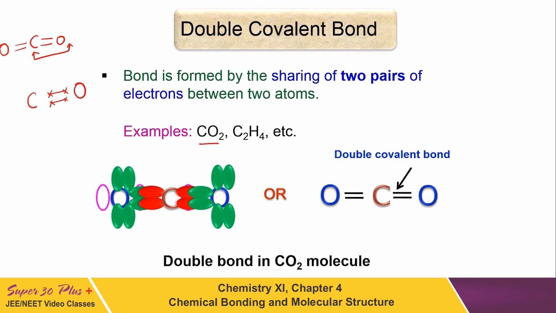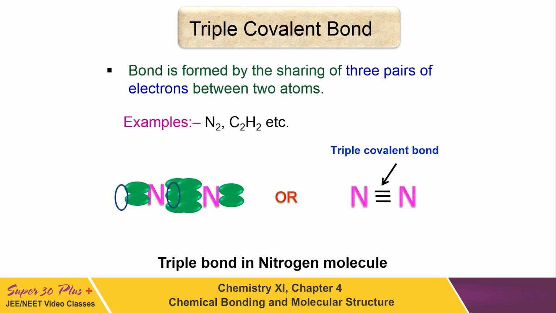You might see this in CO2, or you might also see it in C2H4. What is the structure of C2H4? This one. Again you see there is a double covalent bond between carbon and carbon in C2H4. Also CO2. Now there are quite a few examples of the triple covalent bond, where the bond is formed by the sharing of three pairs of electrons between two atoms, not one, not two, three. Like nitrogen. What happens in nitrogen?